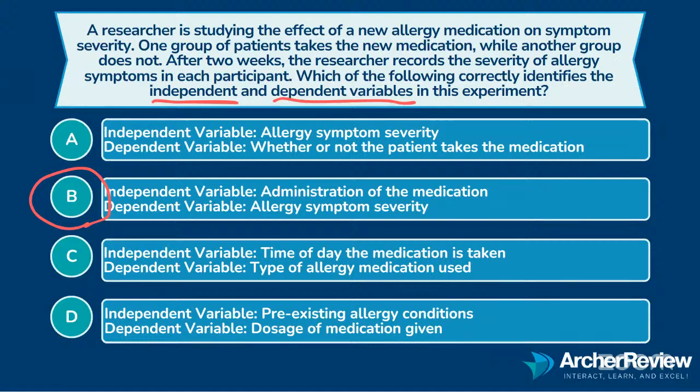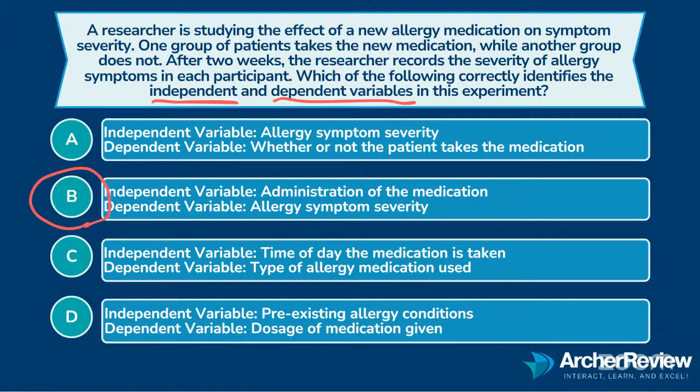A, independent variable, allergy symptom severity. That's the dependent variable. It depends on that medication that we're giving, right? And that's one of the ways that you can remember which is which. The dependent variable is depending on that thing you're changing. We wouldn't have any need to assess their allergy symptom severity if we didn't do something to change the potential for them to have less severe allergies.